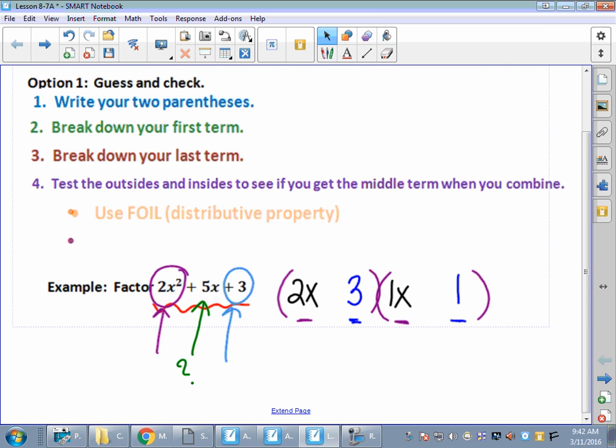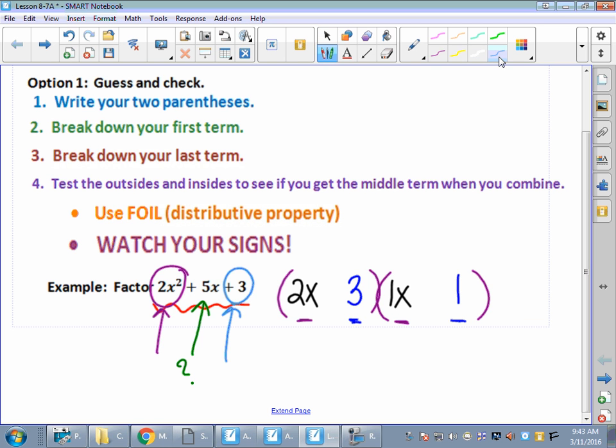So when we test the insides and the outsides, why don't I do this first? Use FOIL or distributive property, and watch out for your signs. I don't have any signs in those parentheses yet. I'm going to have to add them. It's going to be a 2x plus 3 or a 2x minus 3. It's going to be an x plus 1 or an x minus 1 if my test works. So when I say test, we know that when we do this, we've got a 2x squared. But when we do this, 2x times 1 is 2x, right? 3 times 1x is 3x. Do those add up properly? They do, right? 2x plus 3x is a positive 5x.